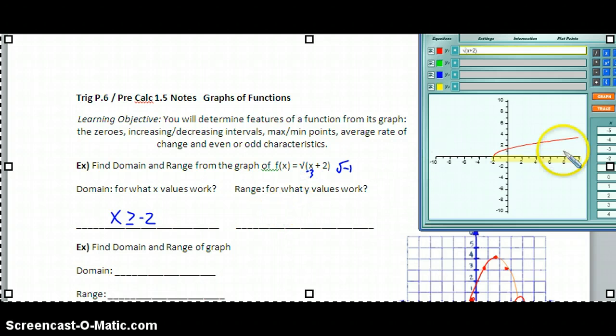Now, if I ask you to tell me the y values that are working, notice that the graph is completely above the x-axis, so therefore all of these positive values for y would work. So in other words, y is greater than or equal to 0. And again, I think that the easiest way to find the domain and range is to look at the graph. So I invite you to use your graphing calculator when you are doing these problems.